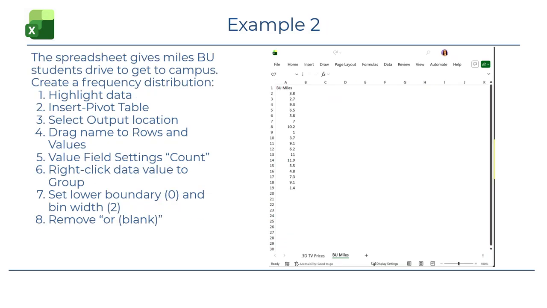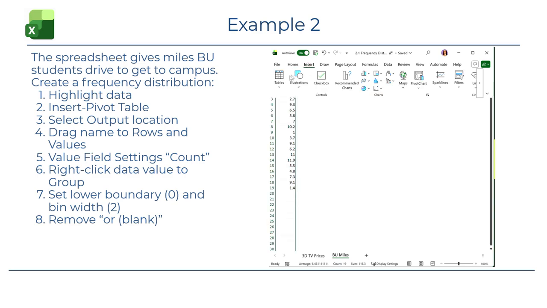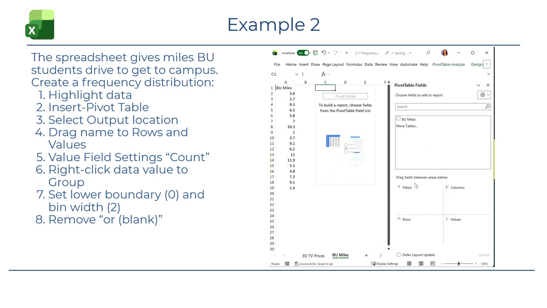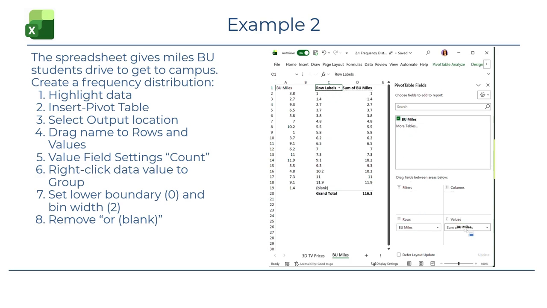If you would, try this one on your own before you go through the video walkthrough. You are to create a pivot table and use a lower boundary of 0 and a bin width of 2 for the number of miles a BU student drives to get to campus. So again, I'm going to select column A, go to Insert, Tables, Pivot Table. I'm going to choose my existing worksheet and C1. And then I'm going to drag BU miles to rows and to values.